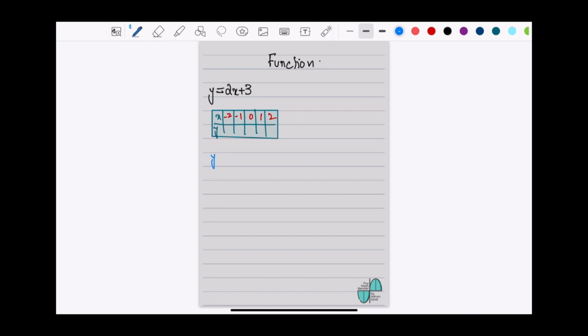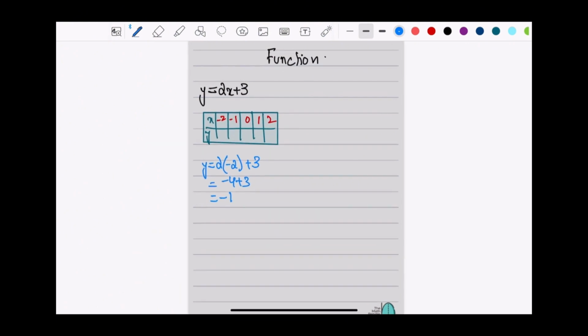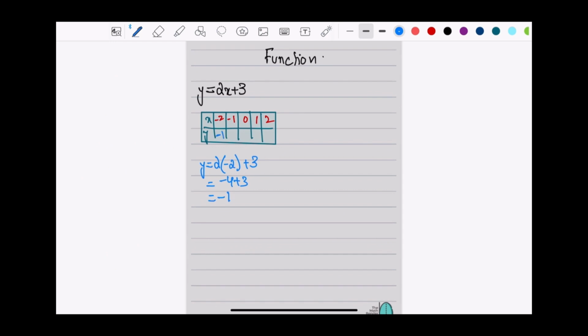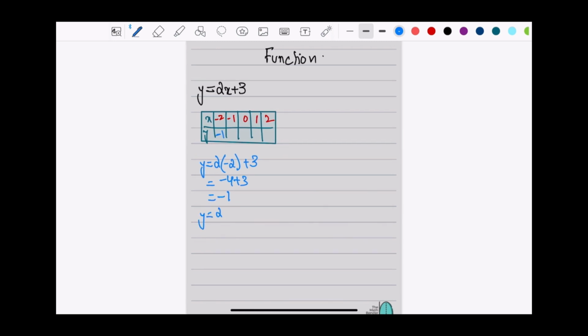So let's say y equals, when I plug in -2 in the equation above, it will be 2 times -2 plus 3, which gives you -4 plus 3, which equals -1. So it means that when x was -2, y is -1, and I write that value here. And so on, all the values. If I plug in x equals 0 in this equation, it gives you y equals 3, and so on, whatever the random values that you get here.